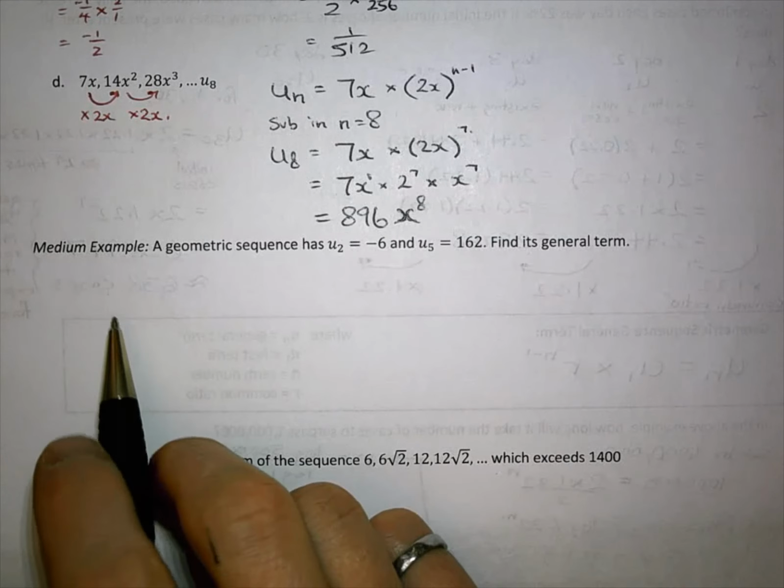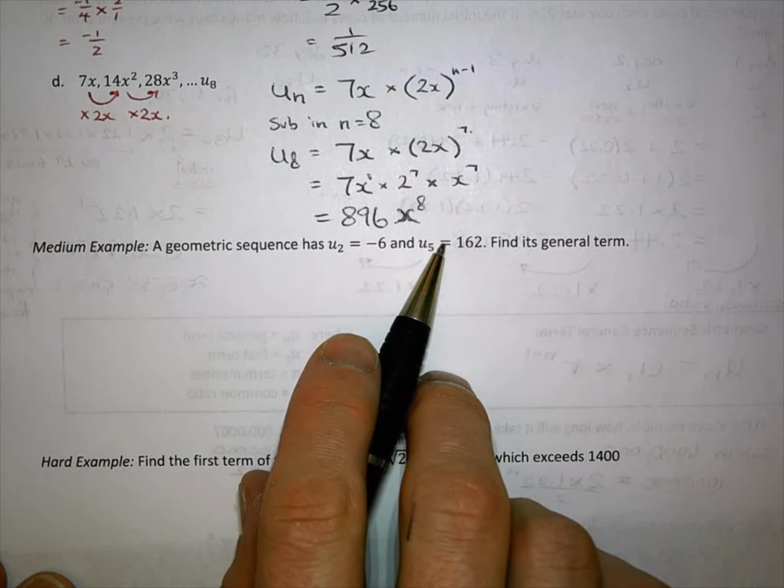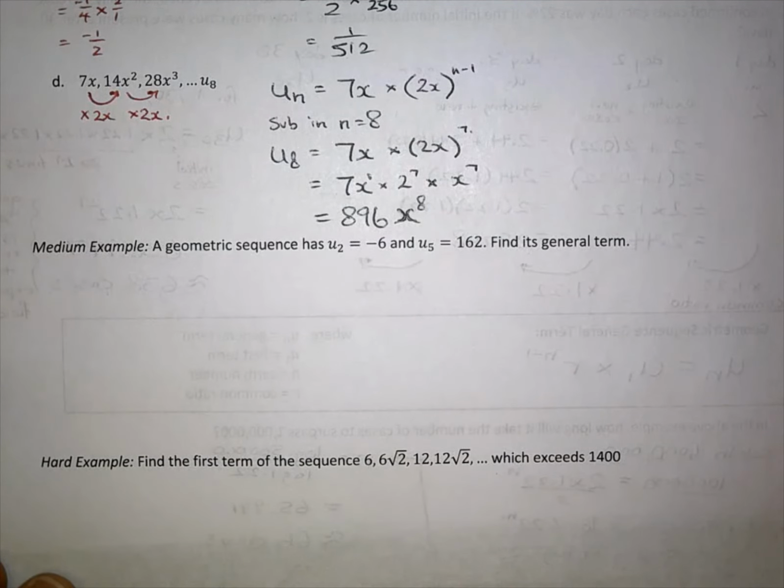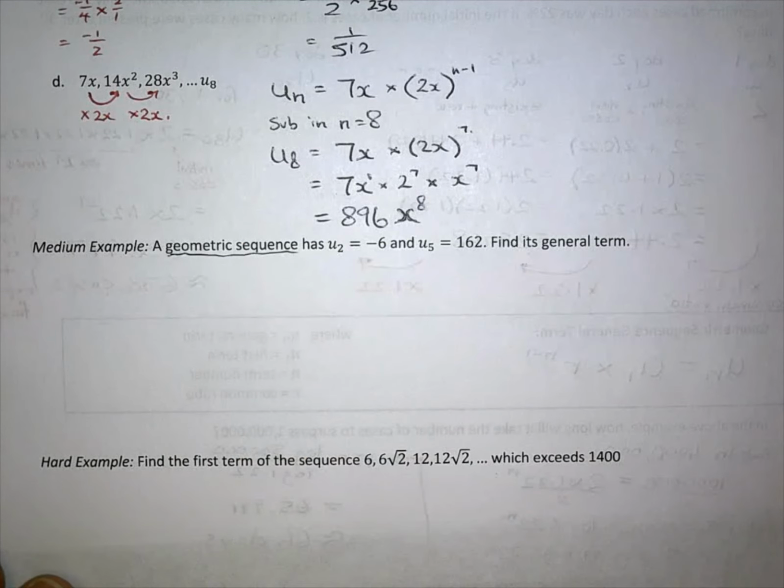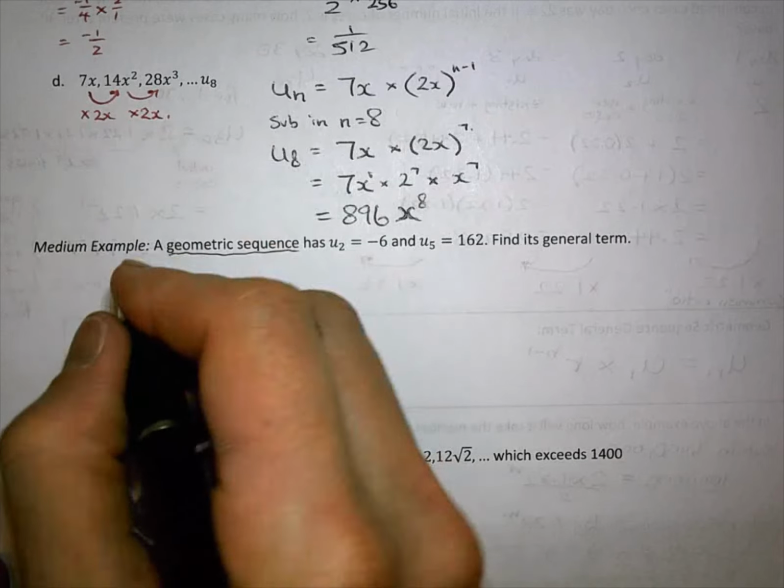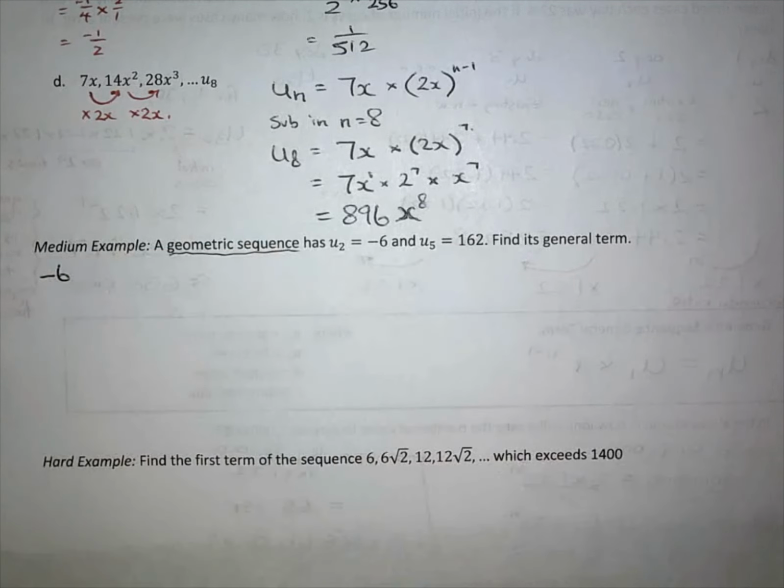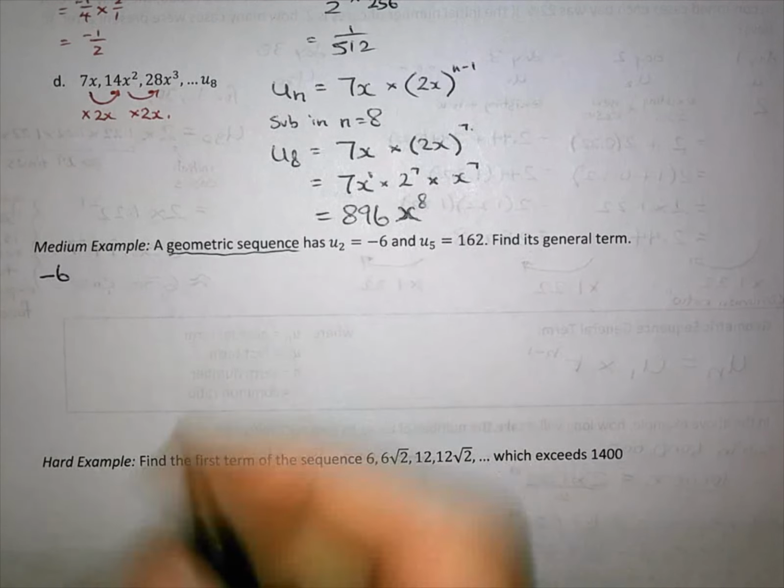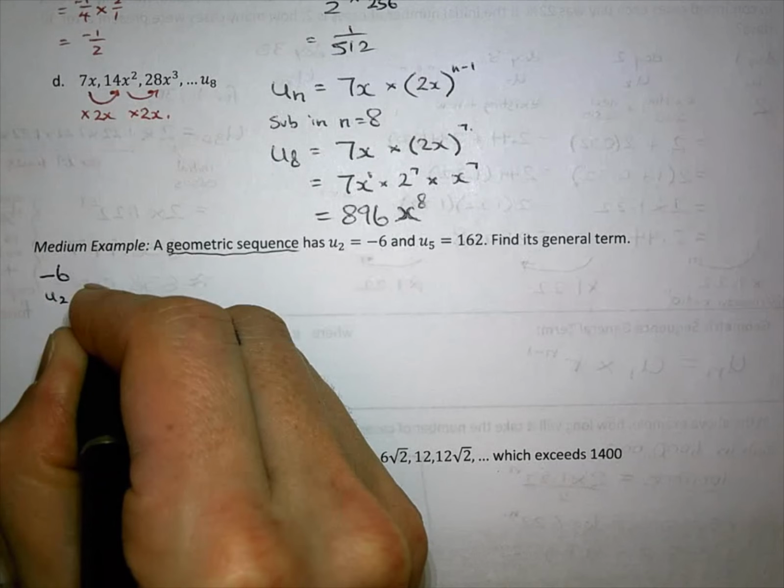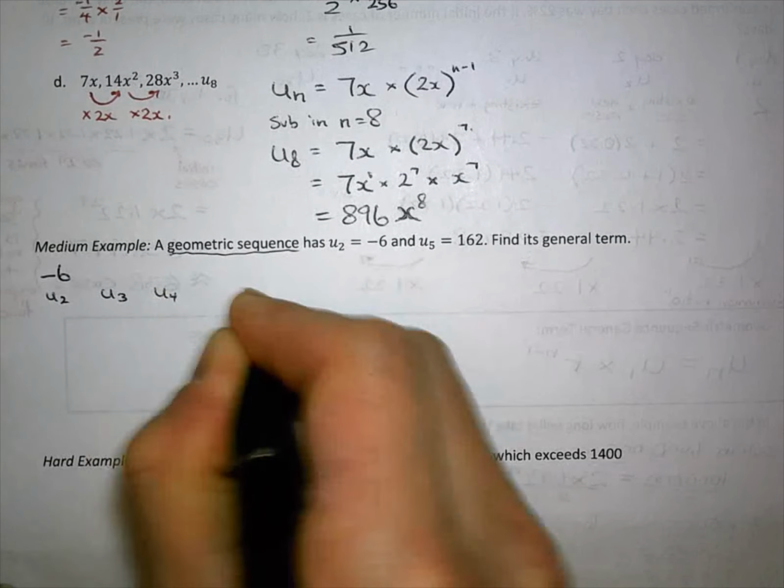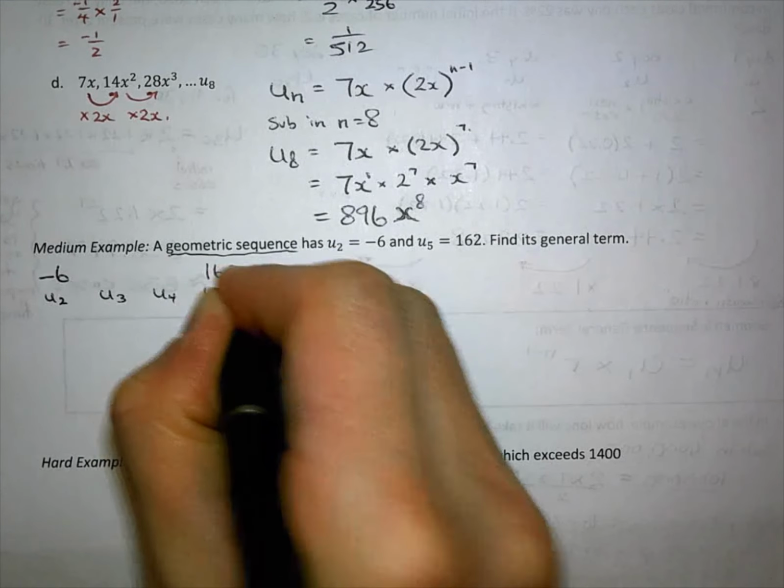Okay, let's do a more difficult problem. Here we have a geometric sequence where I have u2 and u5 are known. So this is kind of like what we did in our last lesson, except in this case it's a geometric sequence. So I can again try to understand this a little bit. So I have -6, which is my u2. And then u3 I don't know, u4 I don't know, u5 I do know, that is 162.